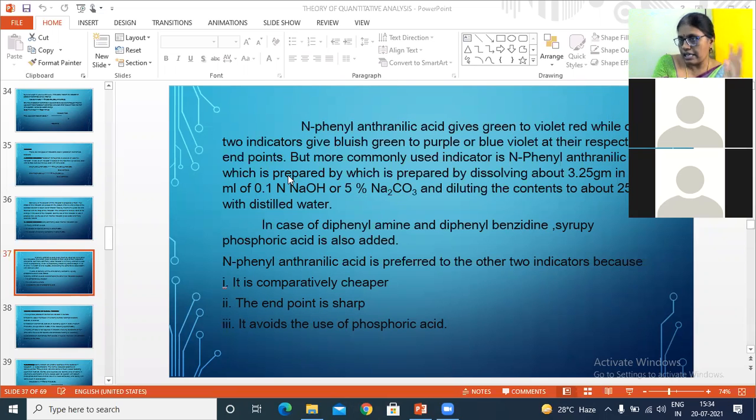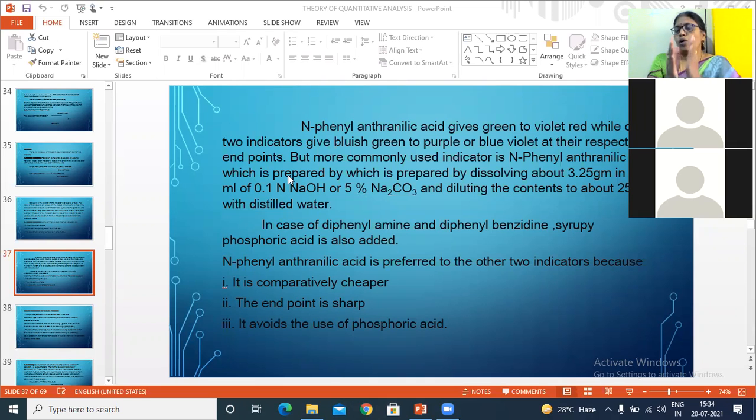That is for N-phenyl anthranilic acid. And for diphenylamine and diphenylbenzidine, how can we prepare them? We simply dissolve them in concentrated sulfuric acid. Once we prepare it, to that diphenylamine we should add some 2 or 3 ml of phosphoric acid, also for diphenylamine and diphenylbenzidine indicators, when we use them as internal indicators in dichromatic titrations.